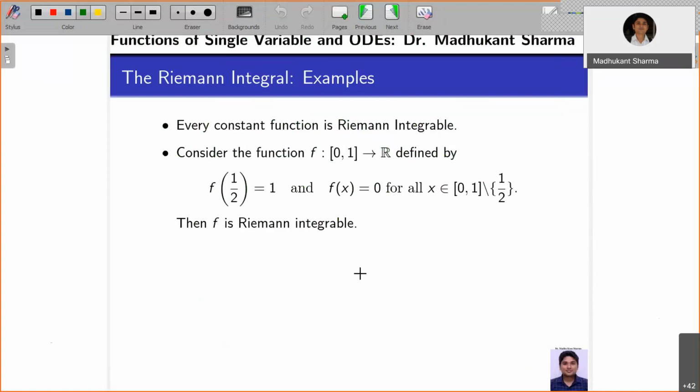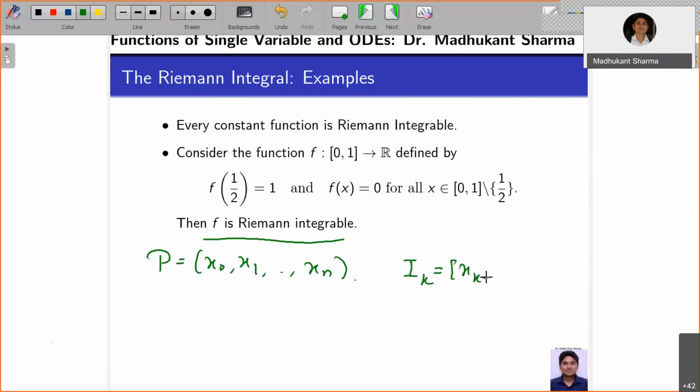Now, what we want to show is that f is still Riemann integrable. In this case, you take any partition P equal to x0, x1, and so on up to xn, and Ik is the interval from x(k-1) to xk, where k is equal to 1 to n.